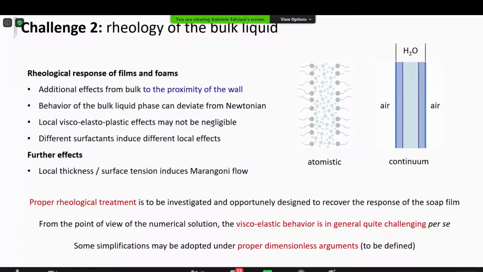The second challenge deals with the rheology of the bulk liquid. The surfactant modifies not only the surface tension of a bubble, but also the viscosity of the liquid inside the film.